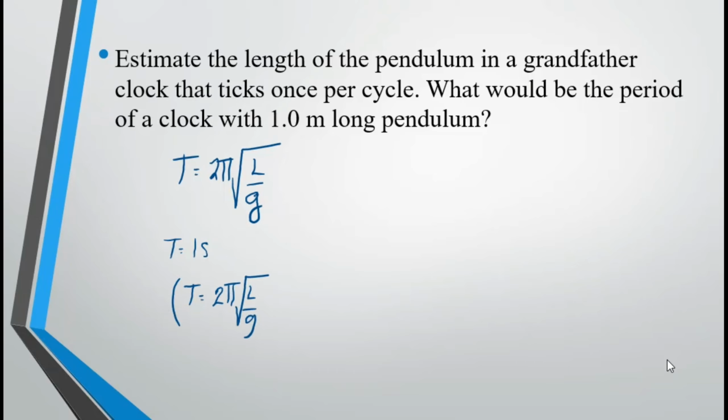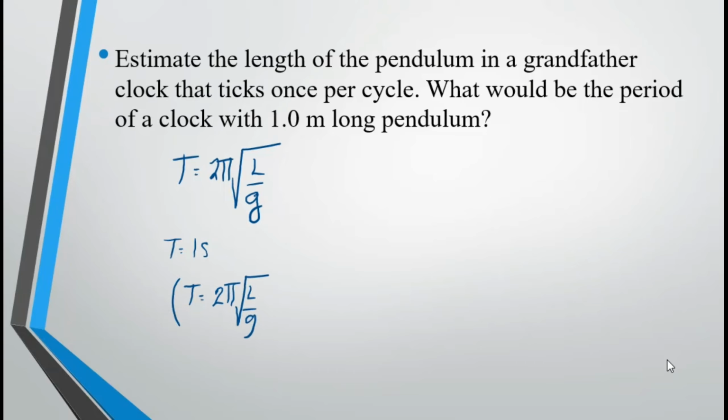Now let's derive an equation for the length. So let's square both sides. We have T squared equals 4 pi squared times L over g, because we can already remove the square root. Then let's derive an equation for L. We have L equals T squared times g, all over 4 pi squared.